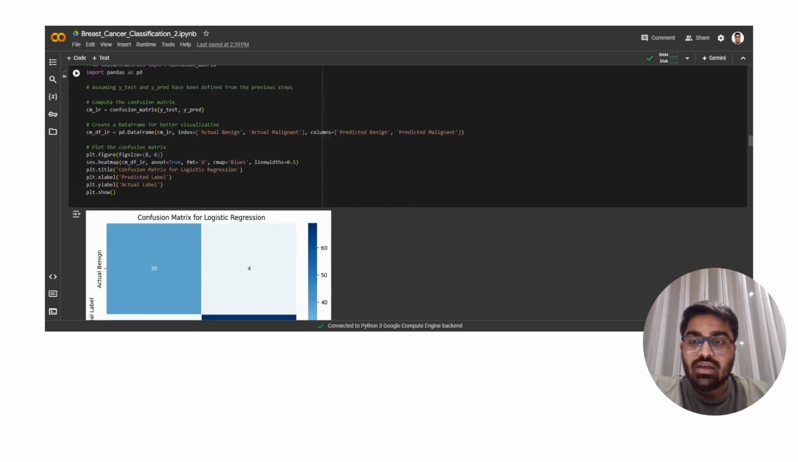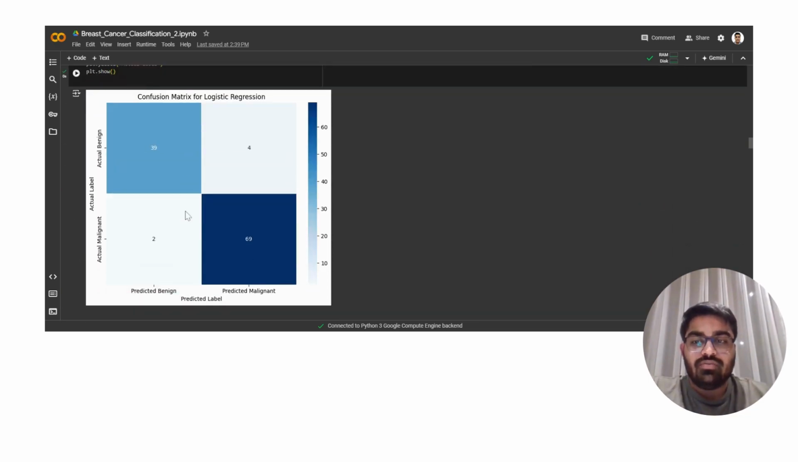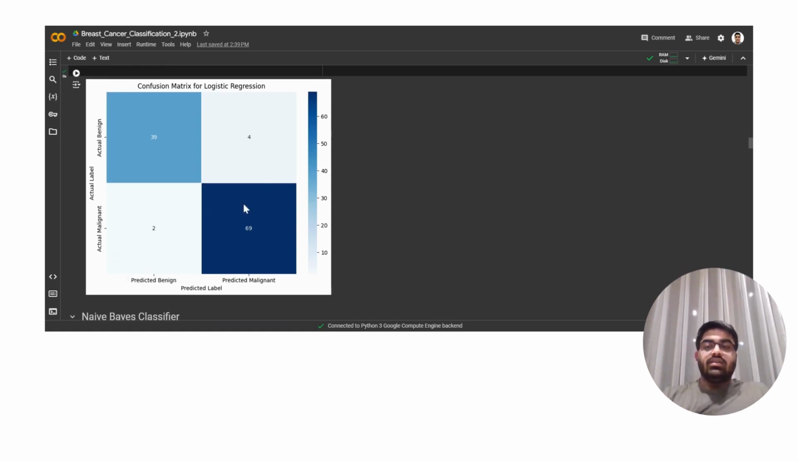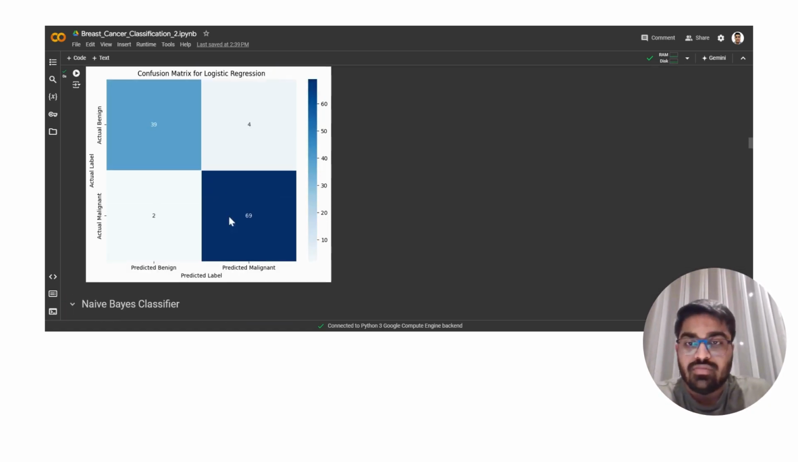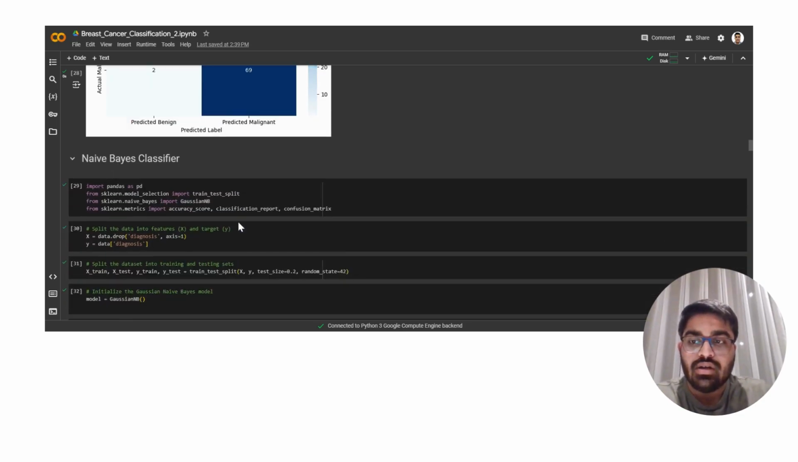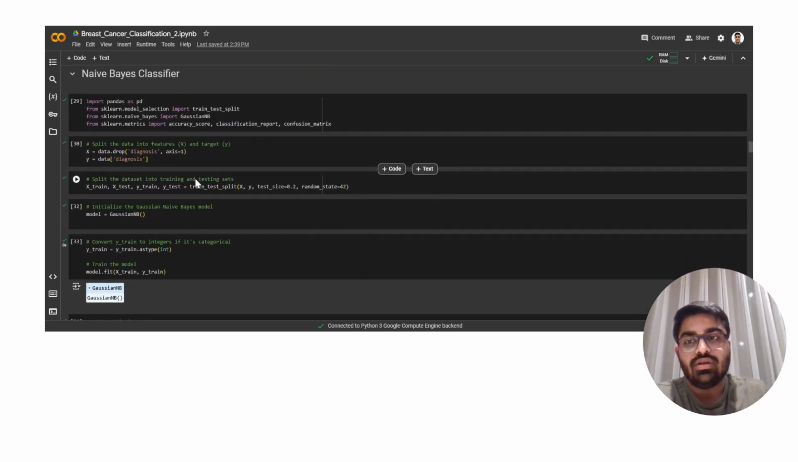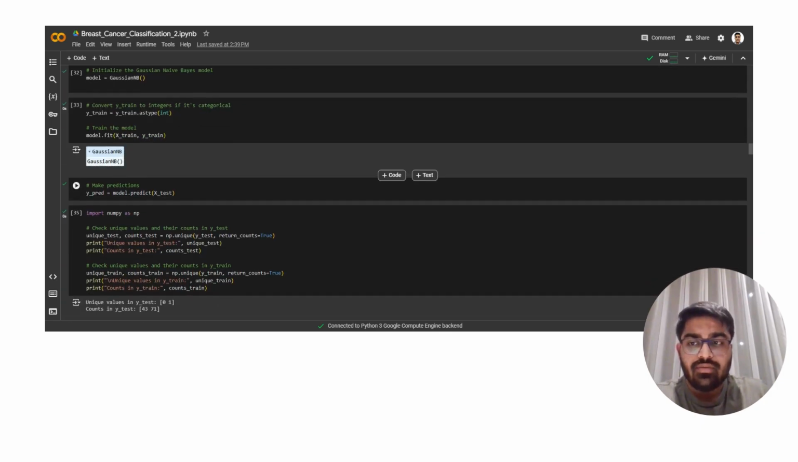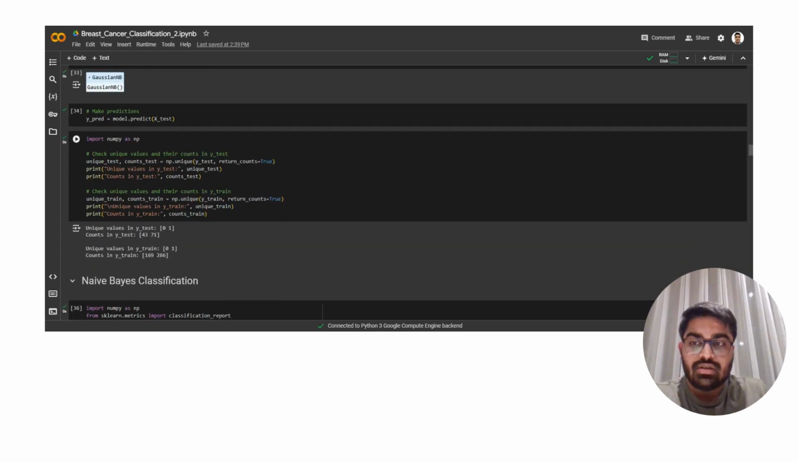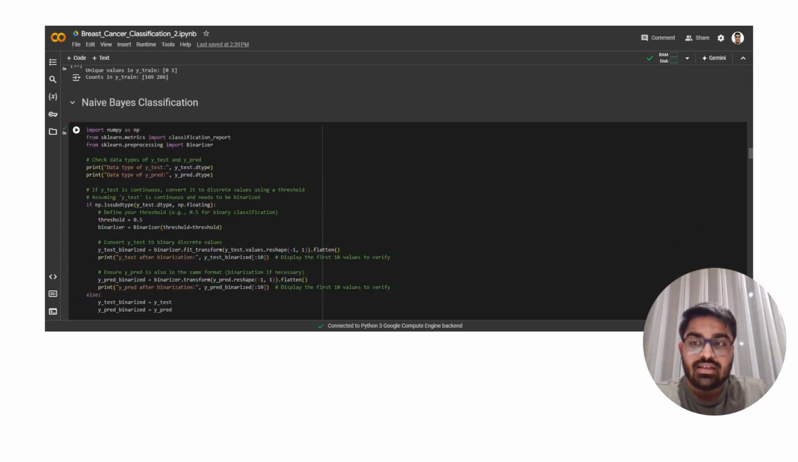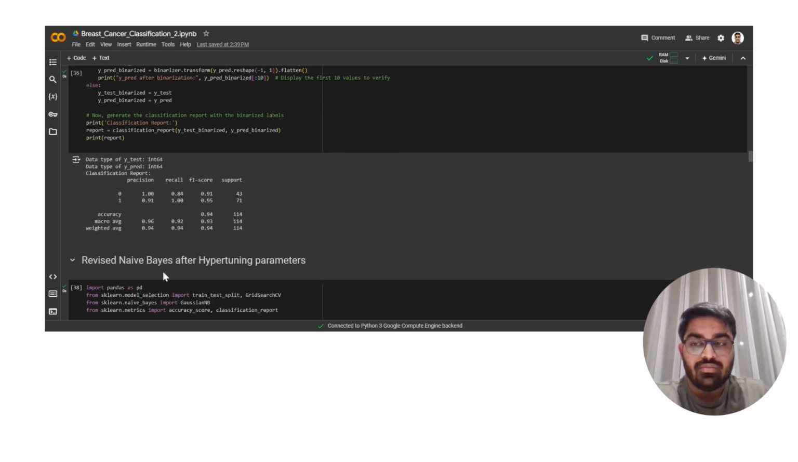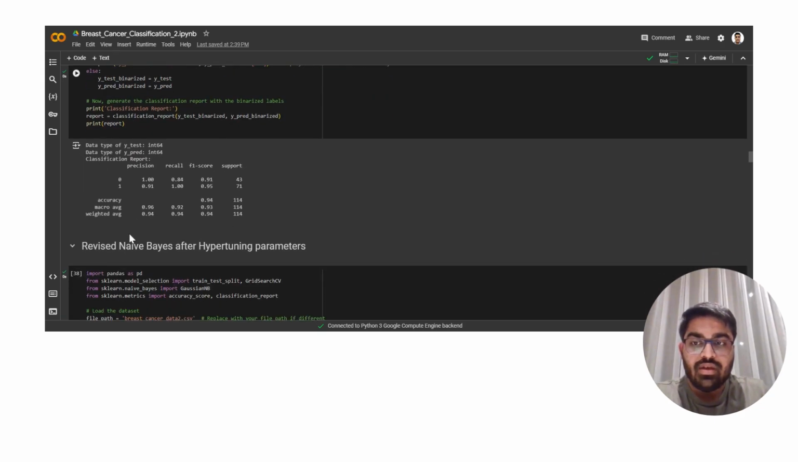So we did the same. We calculated the confusion matrix for it, and this was the output for the confusion matrix. Moving on, the naive Bayes classifier, that's the Gaussian distribution. So again, we trained the model and we made the predictions. Then for the classification, I built the report over here, as you can see.